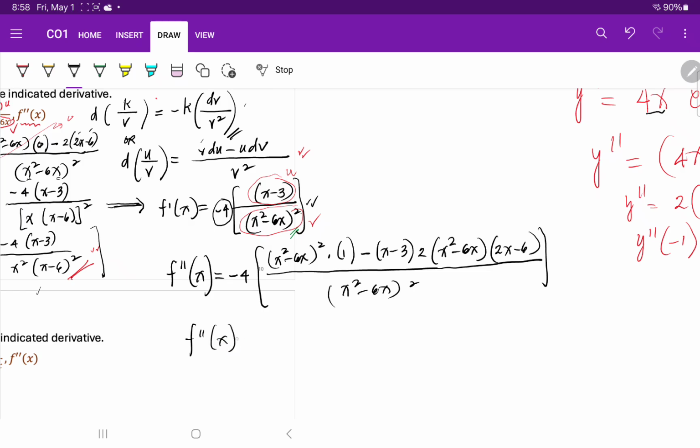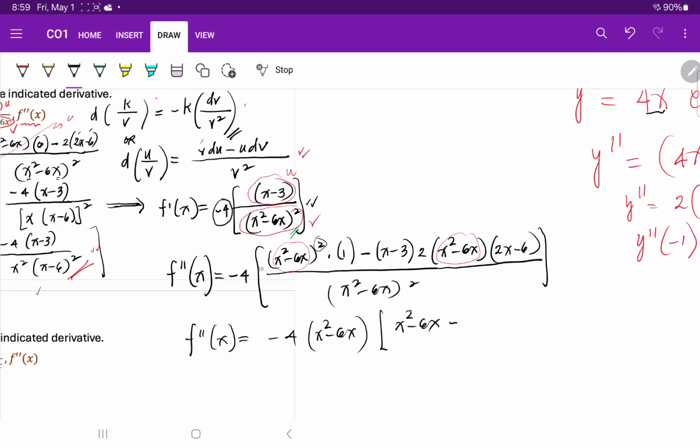So, if we continue, we get what? Negative 4 times. Now, look. You have a common factor here. Because you have here x squared minus 6x. And you also have here x squared minus 6x. So, we can first factor out x squared minus 6x. What else is common? Because this is simply x squared minus 6x, the first term. So, one of this is out already. But one is left. Alright?